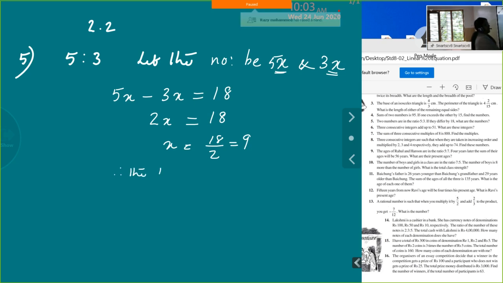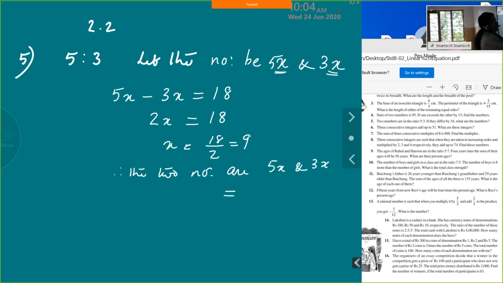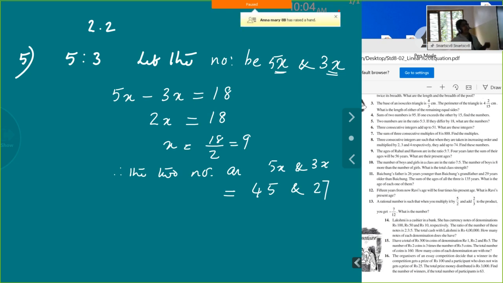Therefore, the two numbers are 5x and 3x, which means 5 times 9, that is 45, and 3 times 9 is 27. You can verify whether the difference between the two numbers 45 and 27 is equal to 18. Yes. Okay. I repeat this question.